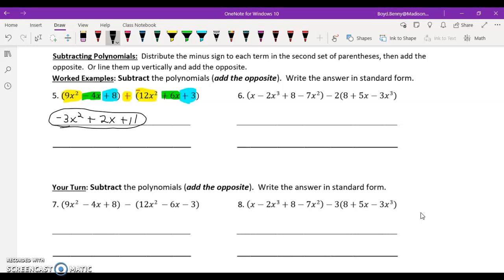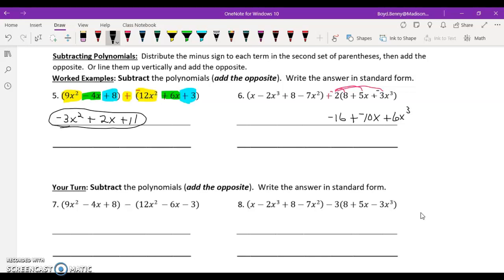Okay? Moving on to example number 6. First, I need to distribute this negative 2. And yes, this is a negative 2. Don't forget, subtraction is adding the opposite. So, first thing I'm going to do is distribute here, and then distribute here. So that's going to give me a negative 16, a negative 10x, and a positive, negative 2 times negative 3, it's going to give me a positive 6x to the third.